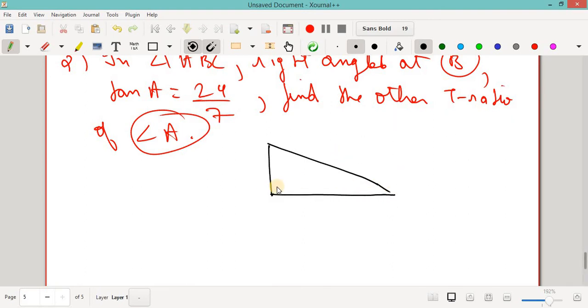Right angle at B, so this will be my B. This is 90 degree. Hypotenuse is fixed, I cannot change this. But the base and perpendicular change according to the angle given in the question. So this is A, this is B, this is C. AC is my hypotenuse.